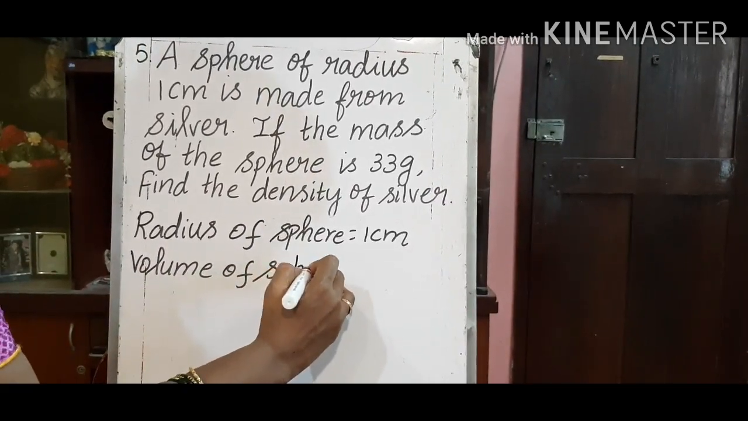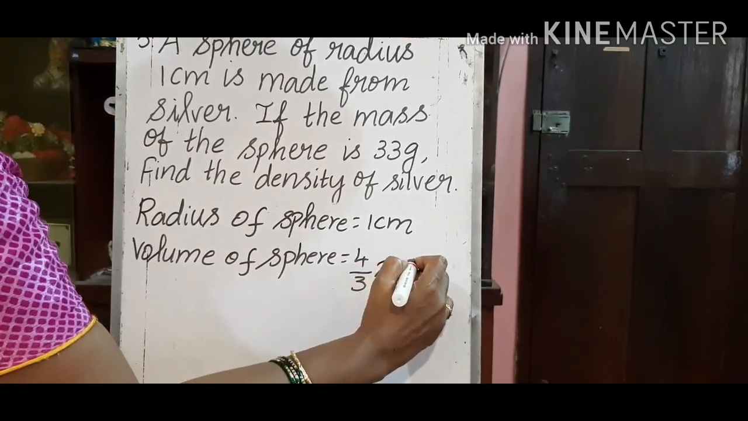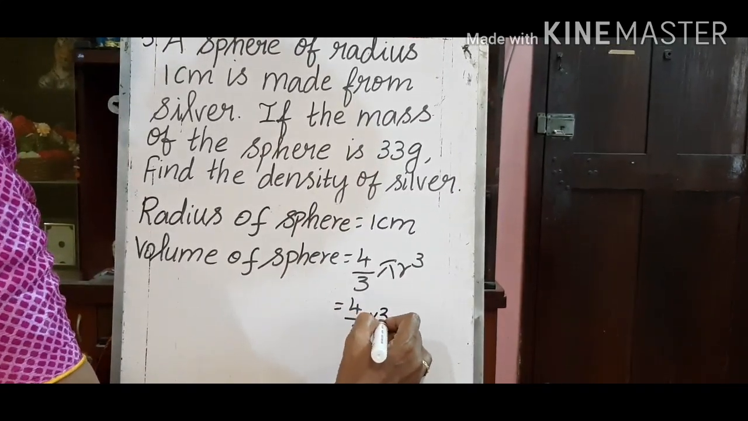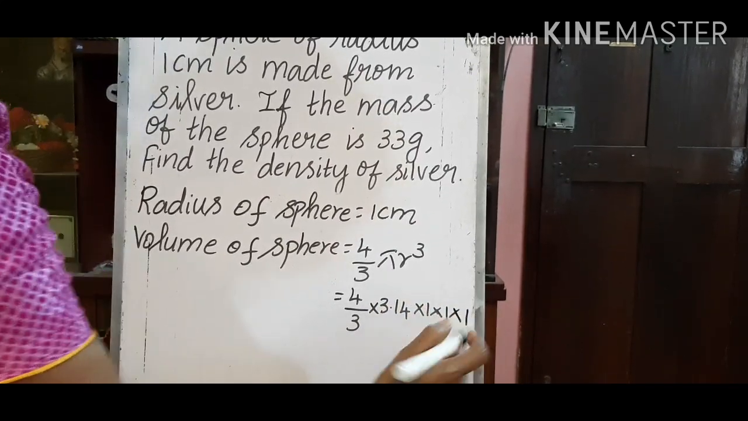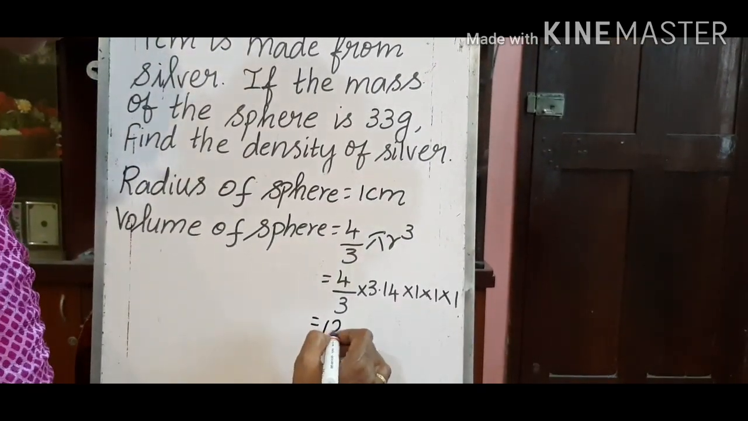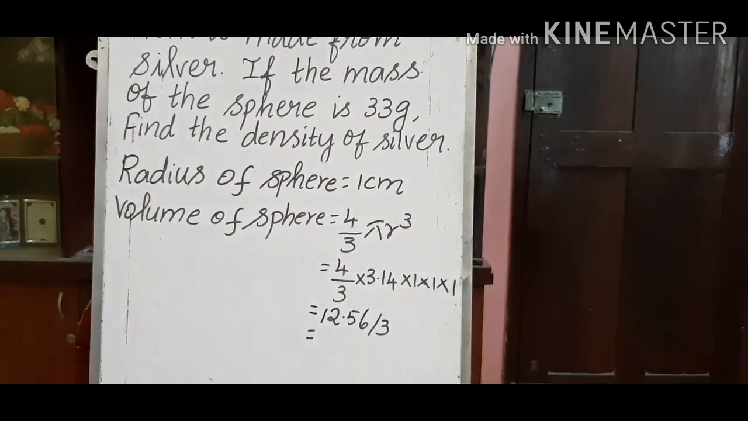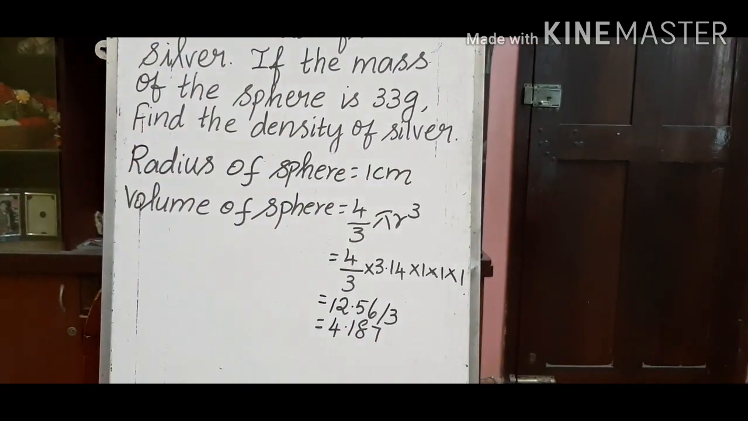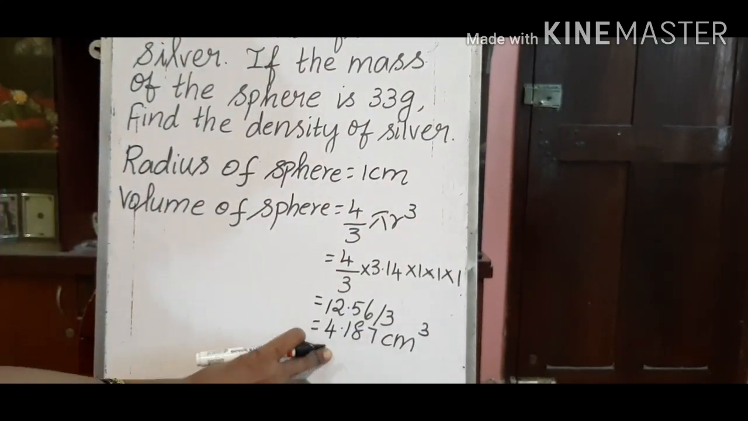What is the formula to find out volume of sphere? Volume of sphere is equal to 4 by 3 pi r cube. What is the value of pi? 3.14. 4 by 3 into 3.14 into 1 into 1. Multiply and say what is the answer? 12.56 divided by 3, that is equal to 4.187 centimeter cube. Then this is the value of volume.